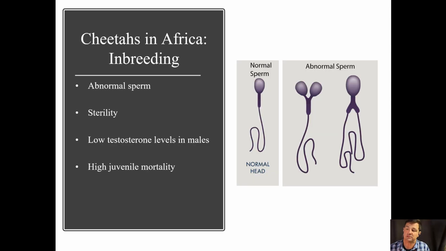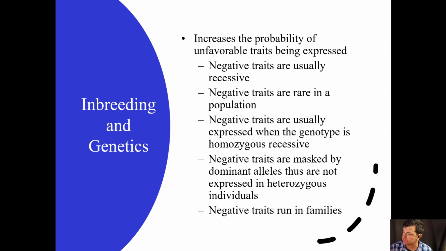What ends up happening with cheetahs then, in the case of inbreeding, is you end up with some cheetahs that have abnormal sperm. The sperm might have two heads on it, or it might have two tails or some other kind of issue like that. And of course, negative traits tend to be expressed with inbreeding, and you end up getting high juvenile mortality in that particular case. So inbreeding increases the probability of unfavorable traits being expressed, and the negative traits are usually recessive.